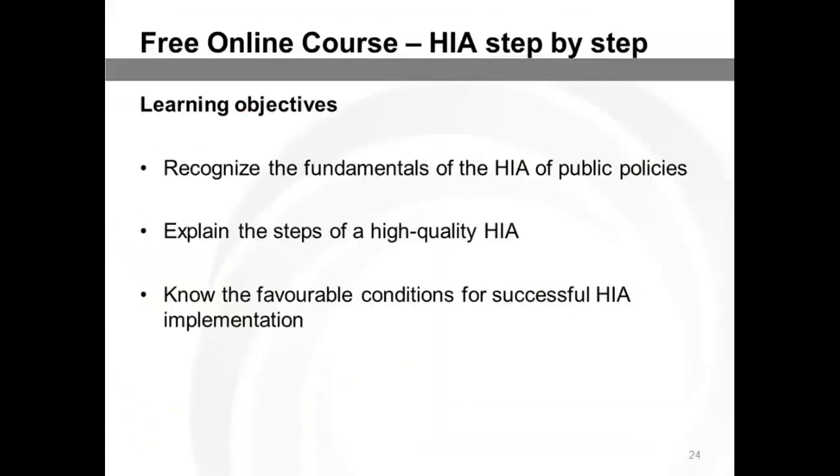The learning objective of this course is to recognize the fundamentals of the HIA of public policy, to explain the steps of a high-quality HIA, and to know the favorable conditions for the successful HIA implementation. It is a way to reinforce capacity building regarding HIA. The objective of this course is to assist participants in developing and enhancing the competencies required to properly conduct an HIA of public policy.